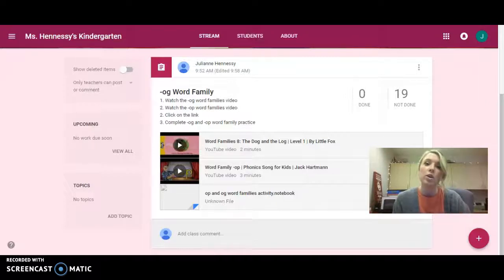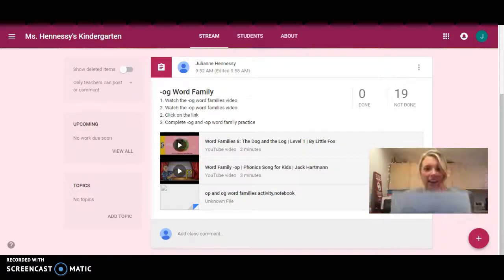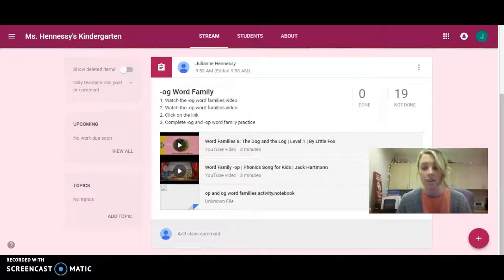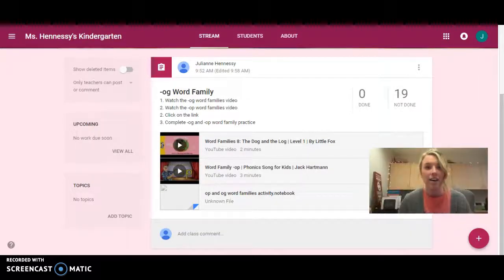Our two word families that we're going to be learning about today are the og word family, like log and fog, and the op family, like hop and lop. We're going to be watching some really fun videos, and then we're going to do an activity together on our iPads to help us practice and reinforce our skills and our knowledge about the op family and the og family.